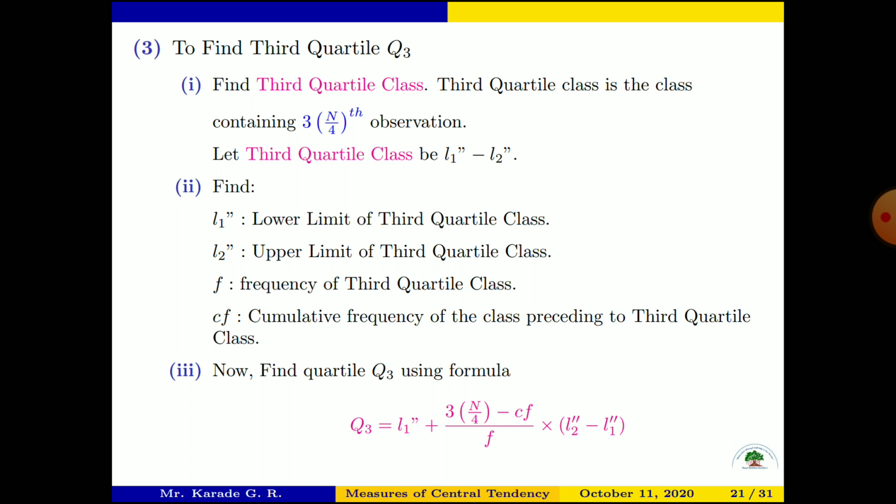The formula is Q3 is equal to L1 double dash plus 3 into n by 4 minus CF, whole divided by F, into L2 double dash minus L1 double dash. So once again read this formula. Q3 is equal to L1 double dash plus 3 into n by 4 minus CF divided by F into L2 double dash minus L1 double dash. So by using these three formulae, we can find the first quartile, second quartile and third quartile respectively.